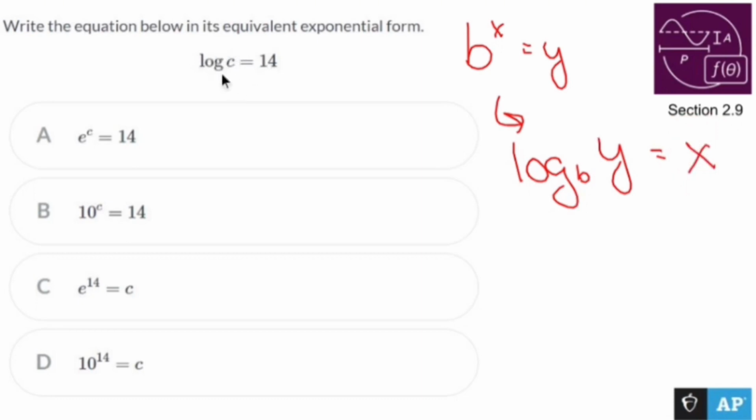So I'm given the log form. What I don't see here is a base. And when I don't see a base, it's an invisible 10. So my base is invisible 10. My y is that c right there, and my 14 is going to be x. So now when I make it look like the exponential form, I could say my base, invisible 10, to the 14th power is going to equal c.